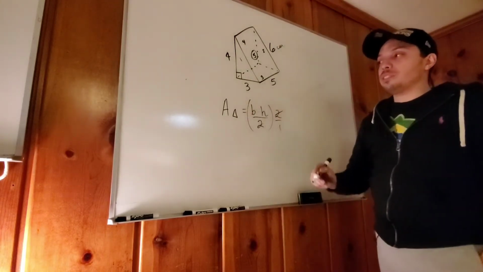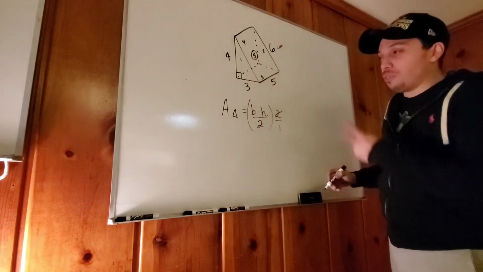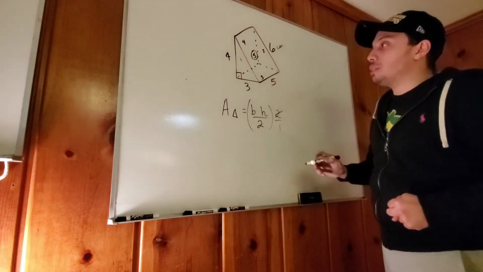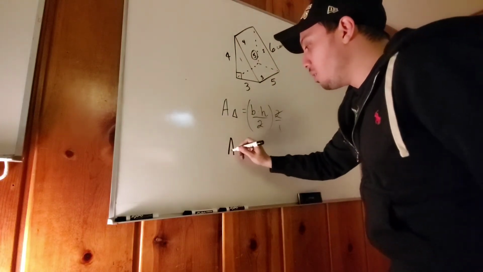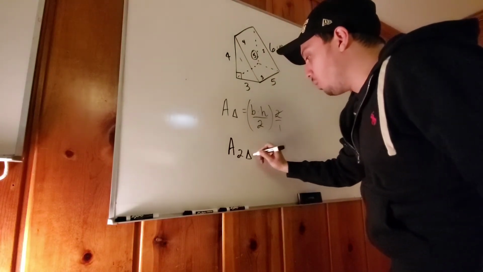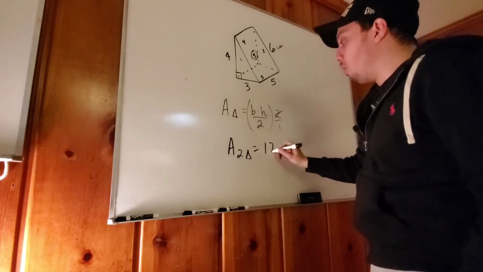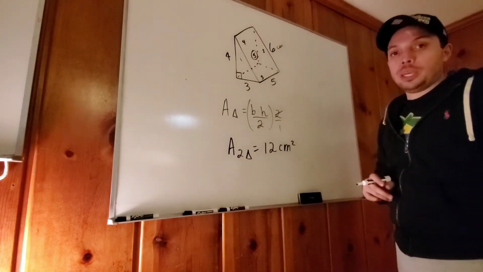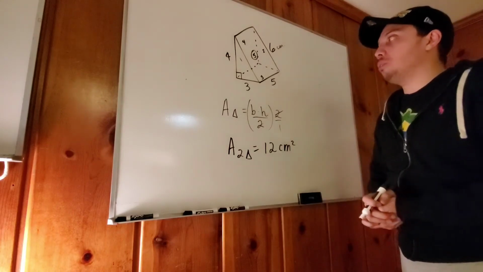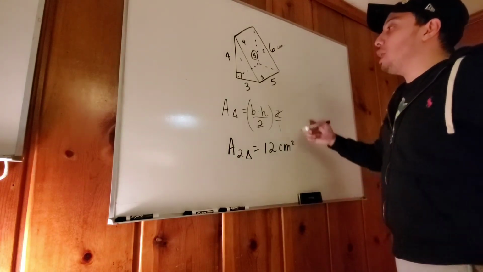Look at that. The area of the triangle for both 1 and 2, for the first two things, it's just going to be base times height. And the base is 3 and the height is 4. So the area of the two triangles is going to be 12 centimeters squared. Okay, I already started to solve the problem, because I'm going to make it as easy as possible.